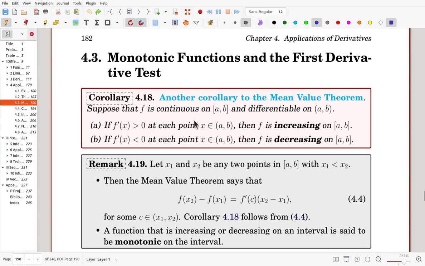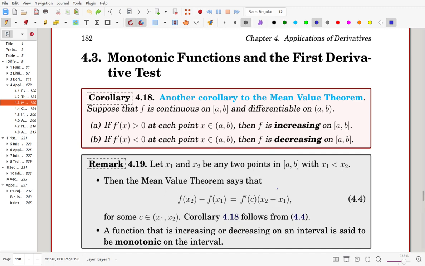If f is continuous on a closed interval [a, b] and differentiable, and if f prime is positive at each point, then f is increasing on the interval. If f prime is negative at every point, then f is decreasing. This corollary can be easily proved by using the mean value theorem.